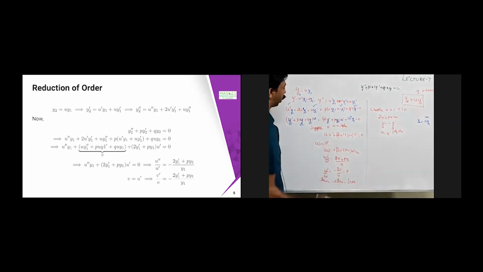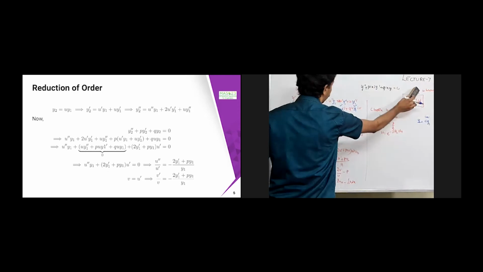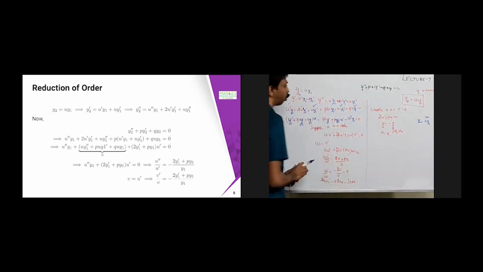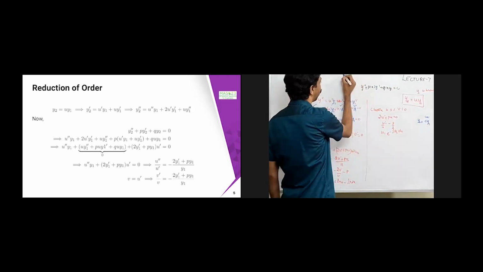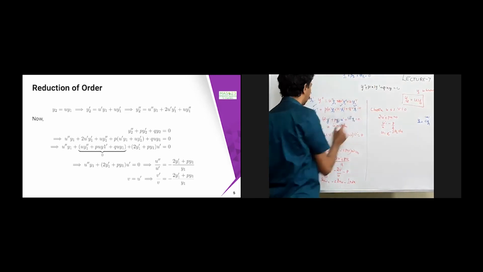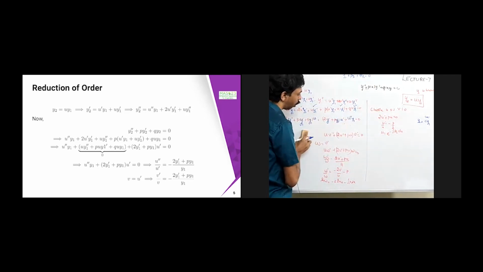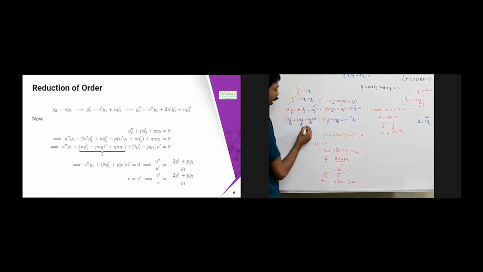Because I have calculated this, the rest are all correct. This is gone, this is gone. Now y1 is already known: y1 is a solution of this equation. Therefore, since y1 is a solution, if I substitute here, it is going to satisfy. Therefore, I am going to get y1 double dash plus p y1 dash plus q y1 equal to 0, so this term is going to vanish. This term is going to become 0.